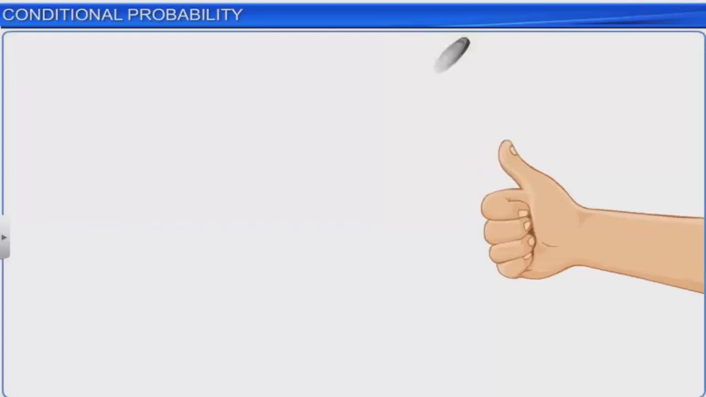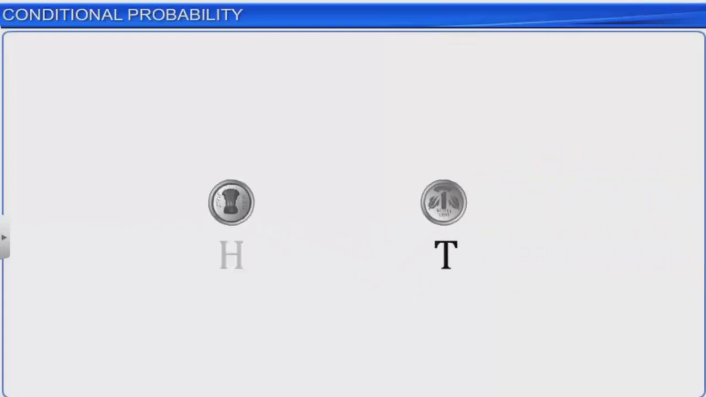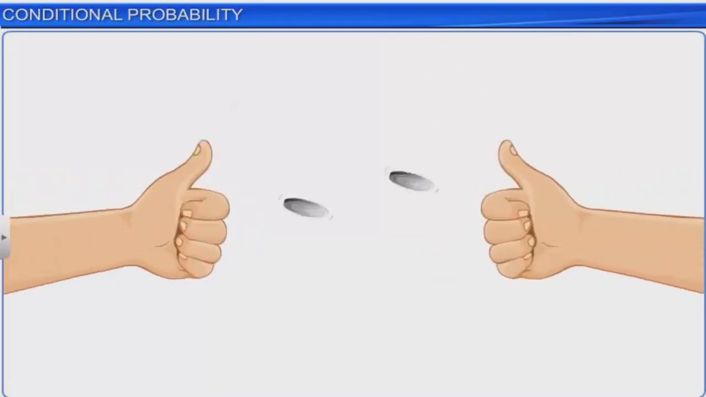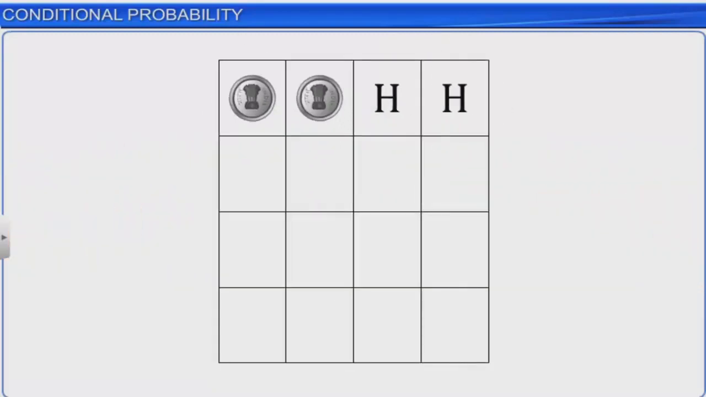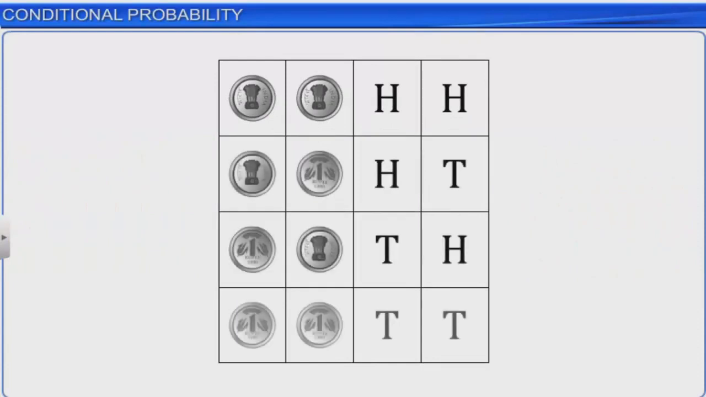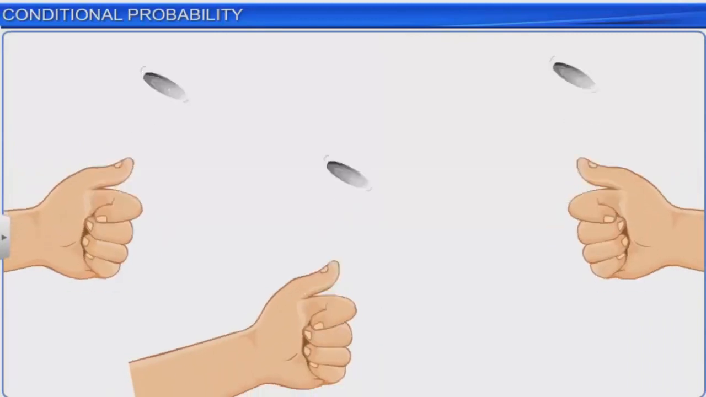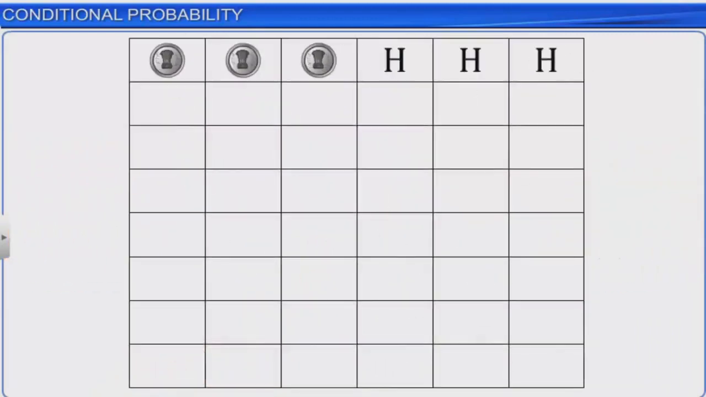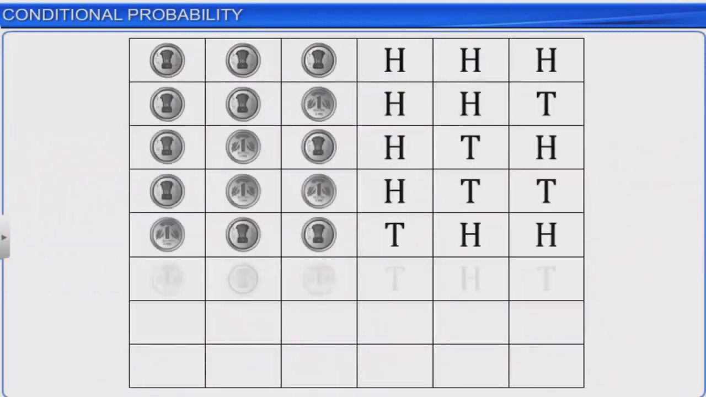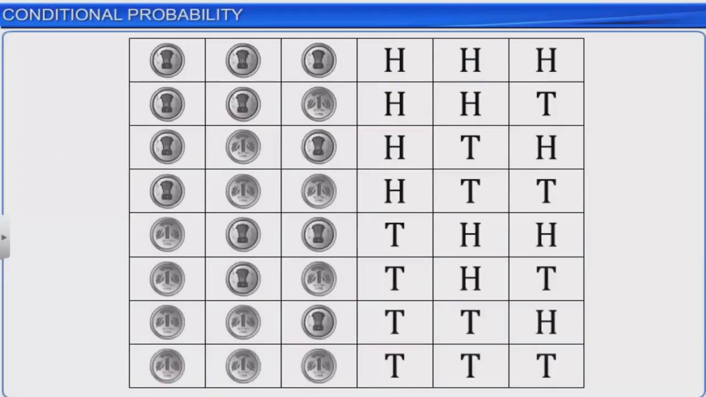When a coin is tossed, the maximum number of possible outcomes is 2. We will get either a head or a tail. When 2 coins are tossed simultaneously, the number of possible outcomes is 4. Similarly, the number of possible outcomes increases to 8 when 3 fair coins are tossed simultaneously.